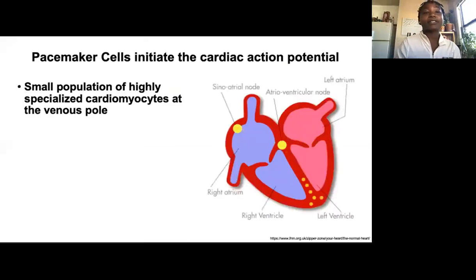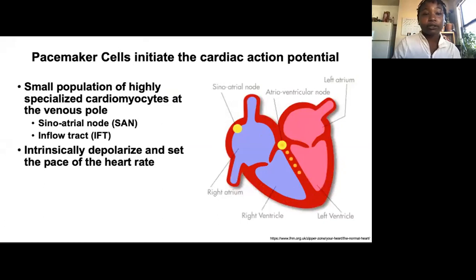So pacemaker cells initiate the cardiac action potential. They are comprised of a small population of highly specialized cardiomyocytes at the venous pole of the heart. In mammals, this tissue is commonly referred to as the sinoatrial node, but in the zebrafish model, we also refer to it as the inflow tract. So the role of the pacemaker cells is to intrinsically depolarize and to set the rhythm of the heart.